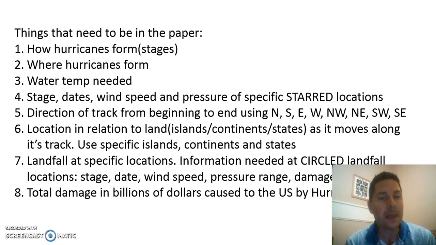Number 7, we need to look at specific landfall locations. And the information I want for these is circled. I will show you those here in a second, but I want the stage. So when it hits landfall, what stage is it at? Whether it's a depression, a storm, or a hurricane, the date that this occurs, the wind speed that is occurring at that location, and the pressure ranges and the damage, which is also found in your foldable. The damage rating, whether it's extreme or moderate or catastrophic.